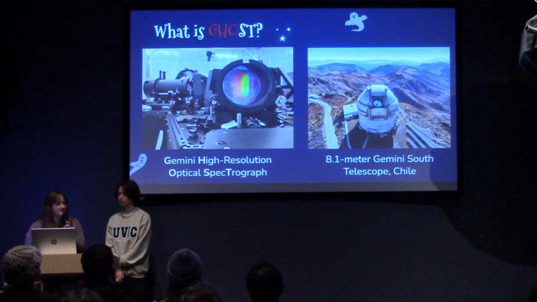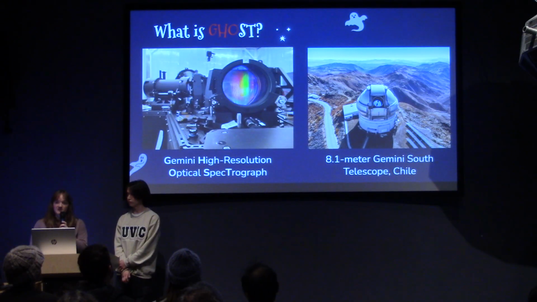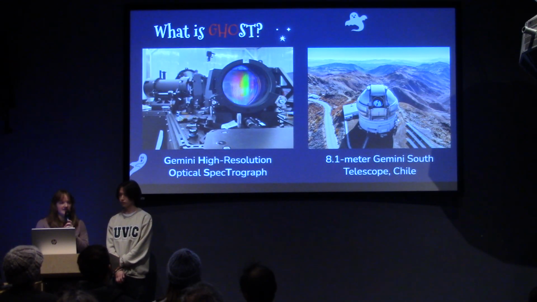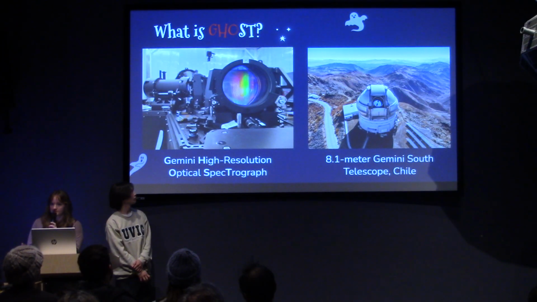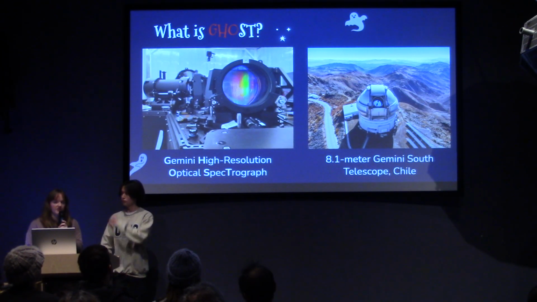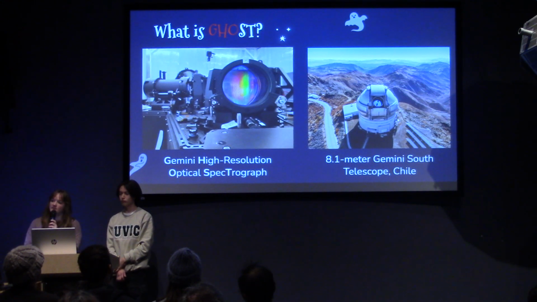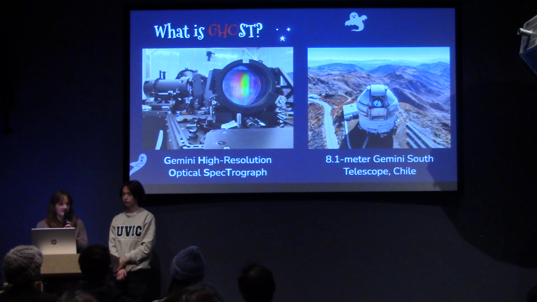The light that we receive from GHOST is in the optical wavelength, so it's around 300 to 1,000 nanometers of light. Our eyes can receive light that's about 400 to 700 nanometers, so we go past the visible spectrum at both ends. We get light from the infrared as well as from the ultraviolet.